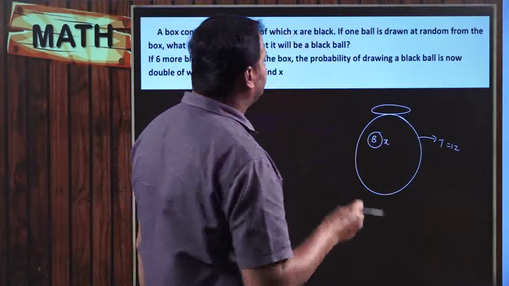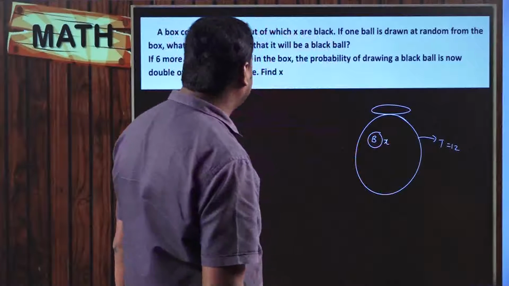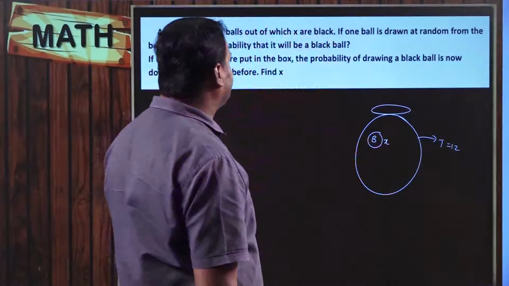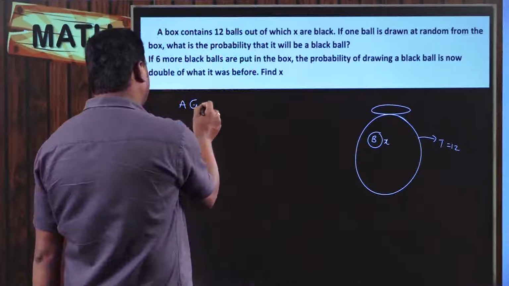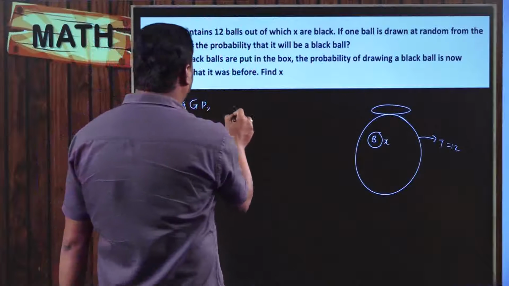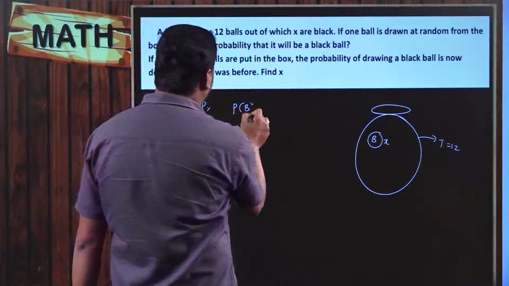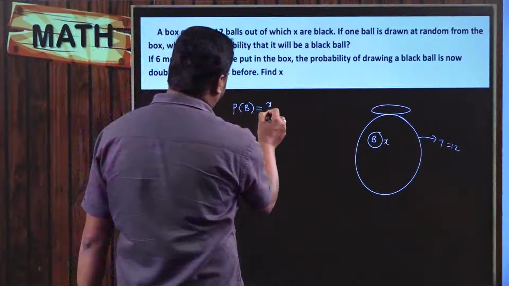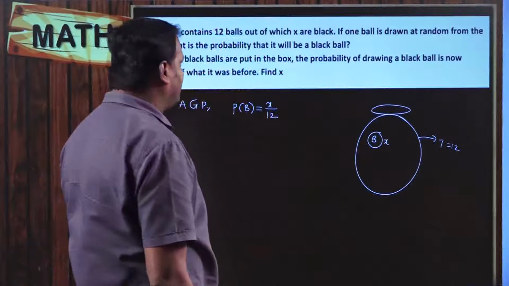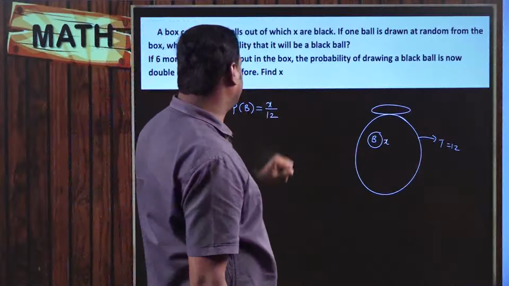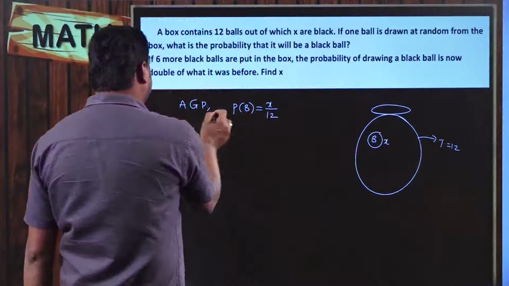If one ball is drawn at random from the box, what is the probability that it will be a black ball? According to the given problem, the probability of getting a black ball in the first case is equal to X upon 12. That is the first one. And what is the second one?